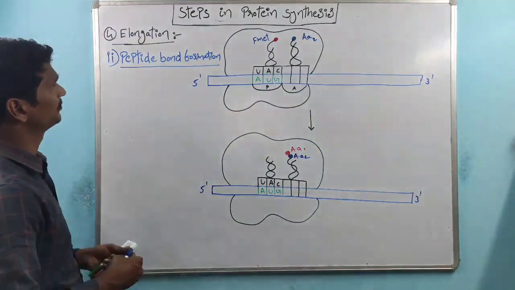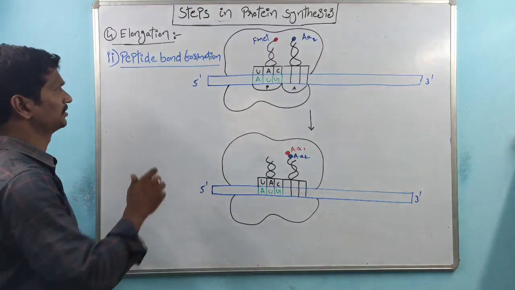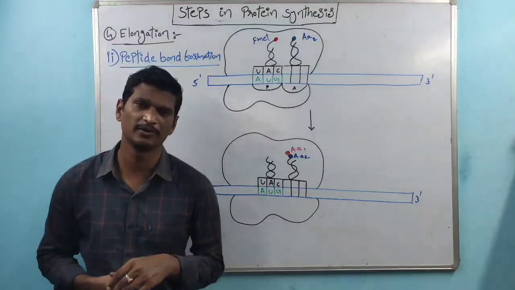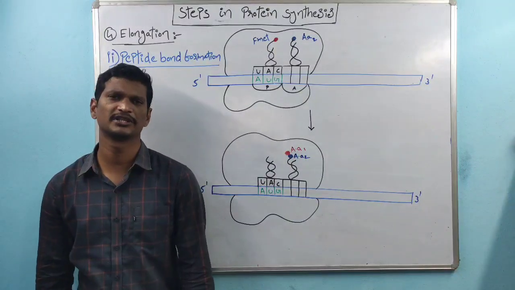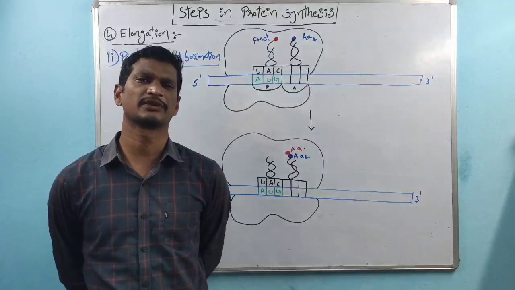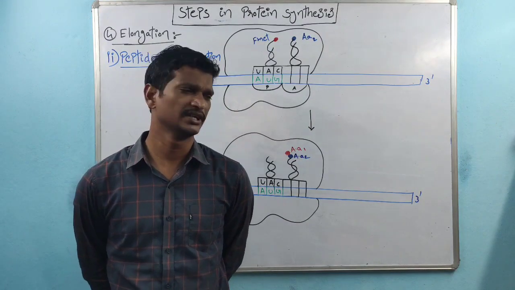Within elongation, the first step is codon recognition. The second step is peptide bond formation. As we know, peptide bond formation is done by the ribosomes. Within the ribosome there is a P site, and the P site contains the peptide transferase enzyme. That enzyme supports peptide bond formation.